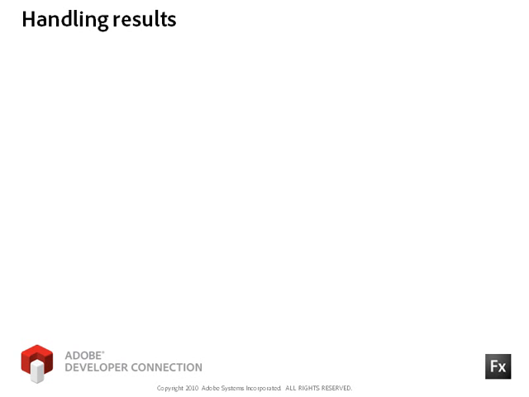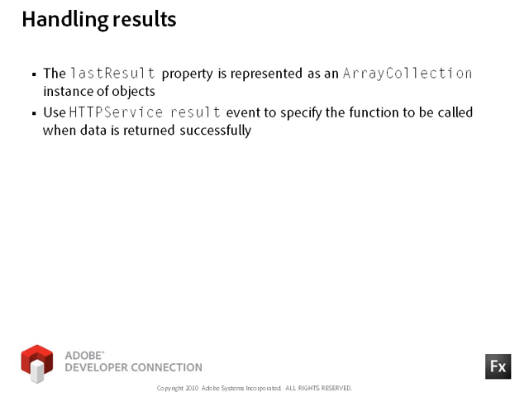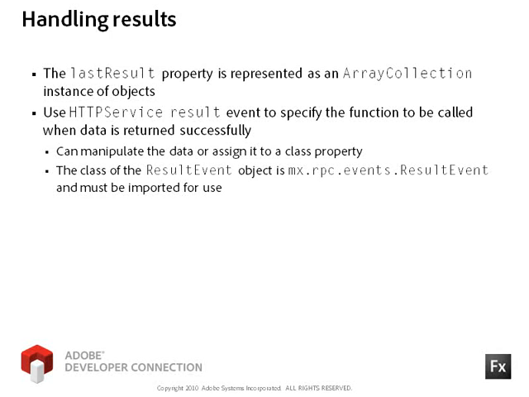Based on your previous experience, you know that the return data is represented as an array collection instance of generic objects. You also learned that it is often more useful to handle the data with a result event rather than directly binding to the last result property. Doing so allows you to manipulate the data before you use it or assign it to a class property where it can be used more flexibly in the application. Remember that the event object is of type ResultEvent. This class must be imported before you use it.